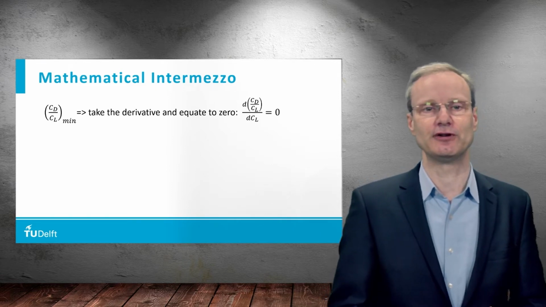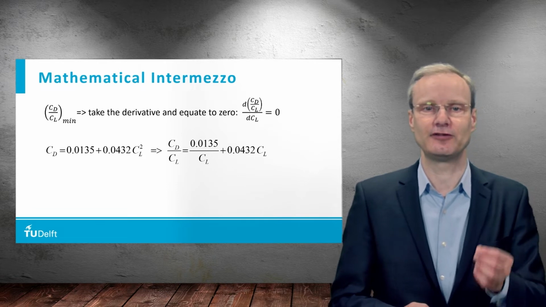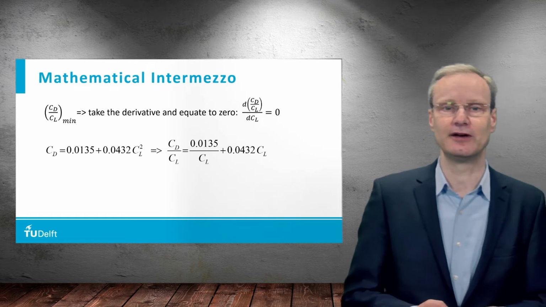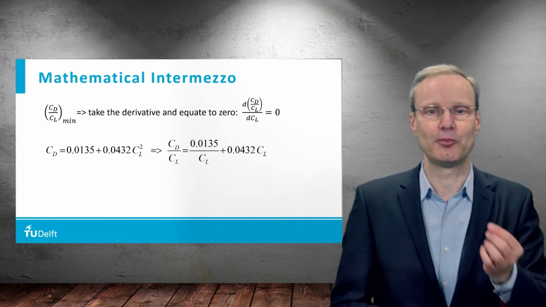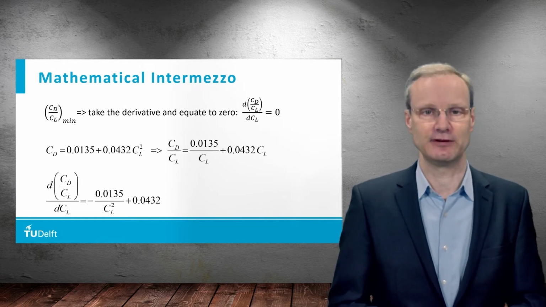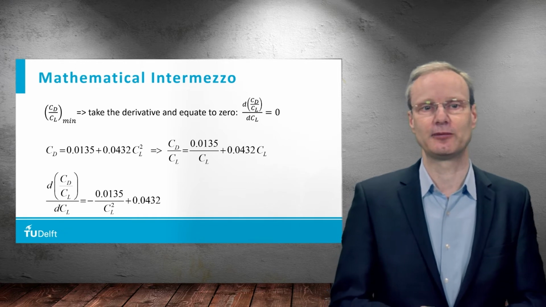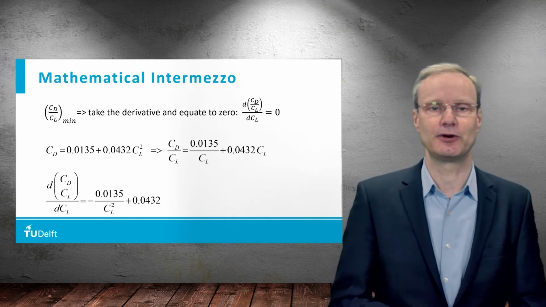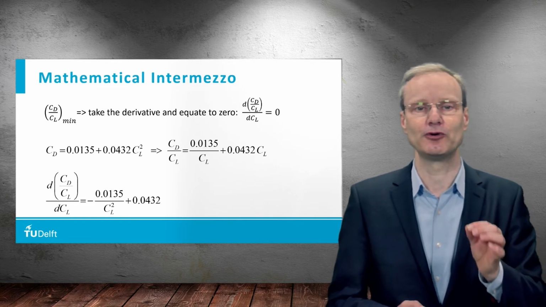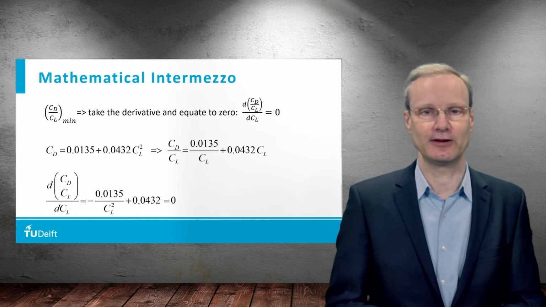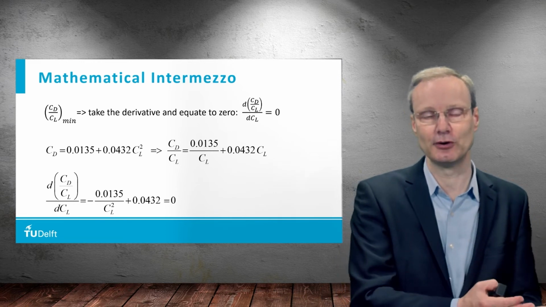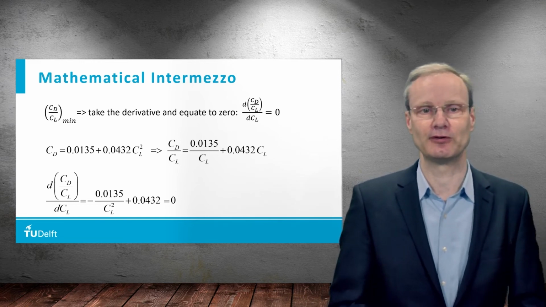So let's start with the expression of the drag polar again, and then divide that by CL to find the expression for CD over CL, which is 0.1035 over CL plus 0.0432 times CL. And then I need to take the derivative of that with respect to the independent parameter CL. Then this becomes minus 0.1035 over CL squared plus 0.0432, and we need to equate that to 0. That's pretty straightforward because we have one equation with one unknown, and we can solve that one for CL.